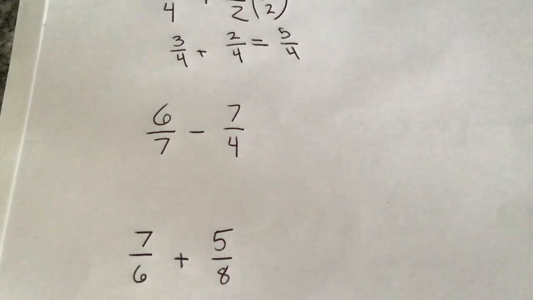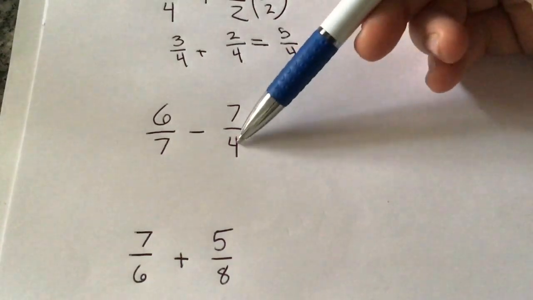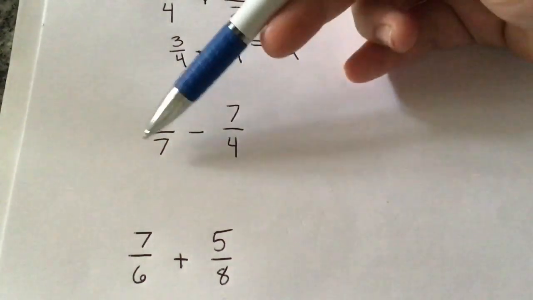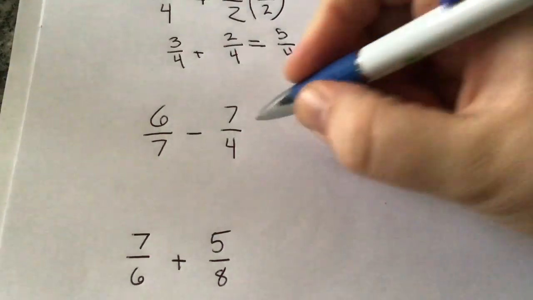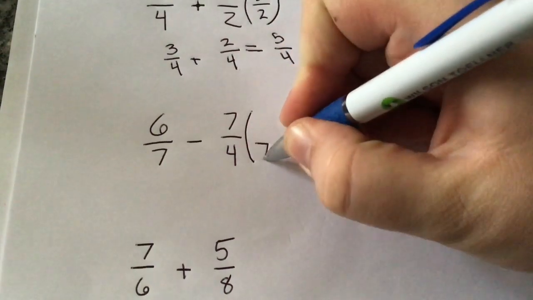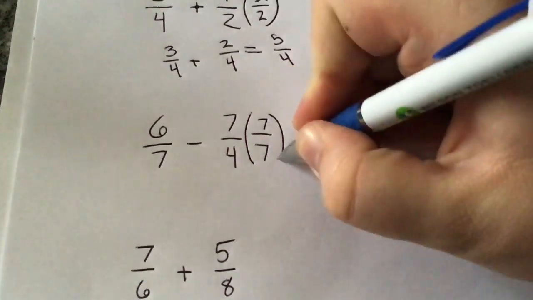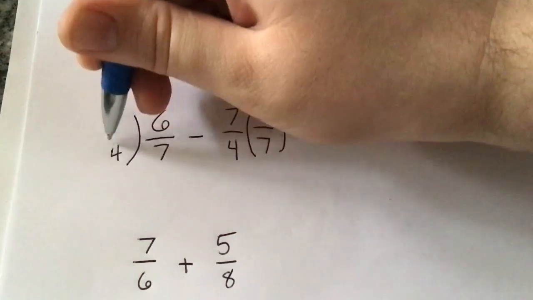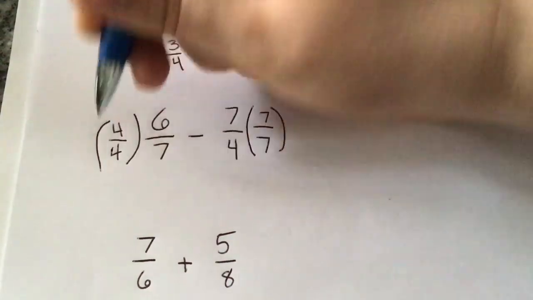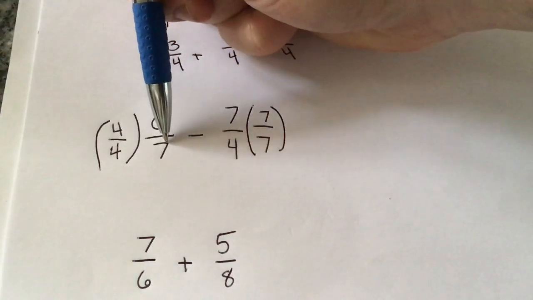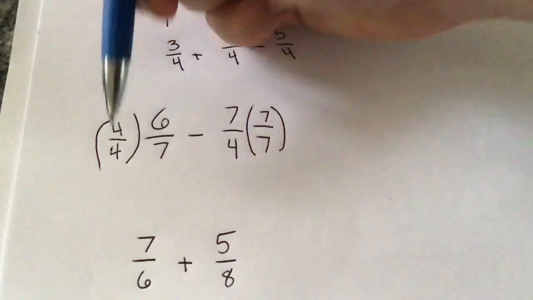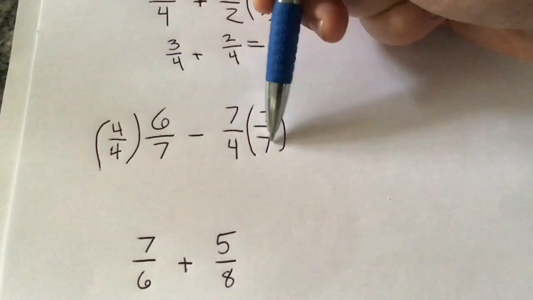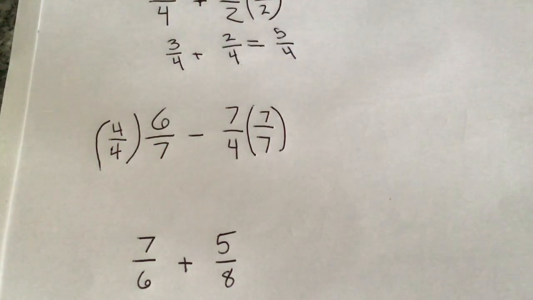What you want to do in problems like this, what I personally like to do, is multiply each denominator by the other denominator. Meaning, I'm going to multiply this 4 by 7, and the numerator by 7 too, of course. And I'm going to multiply this denominator of 7 by 4. You can see that the other denominator to this 7 is 4, so that's what I'm multiplying it by. The other denominator to this 4 is 7, so that's what I'm multiplying it by.